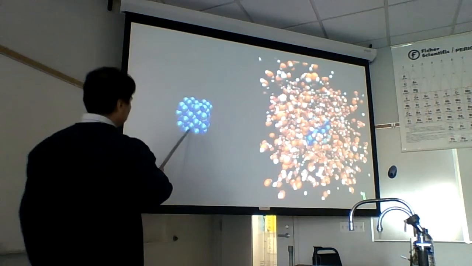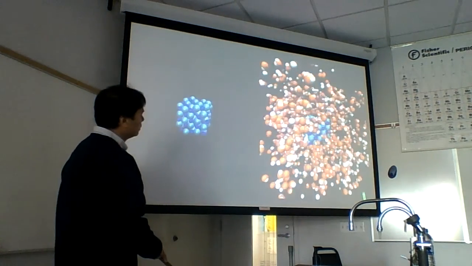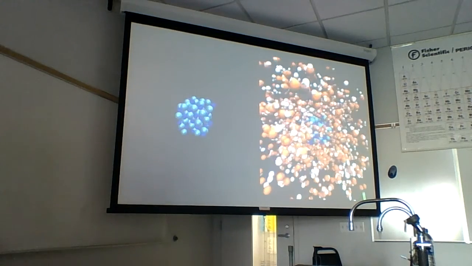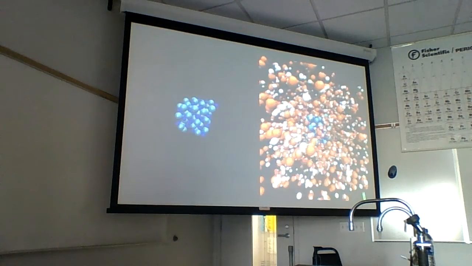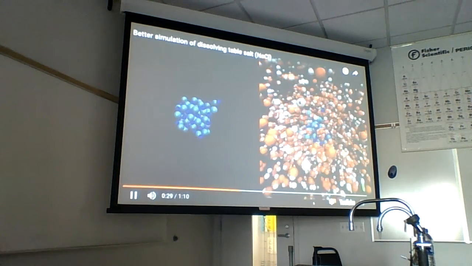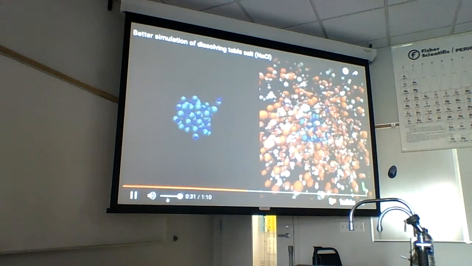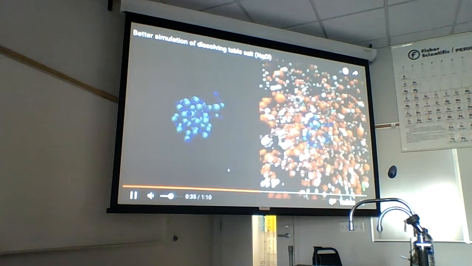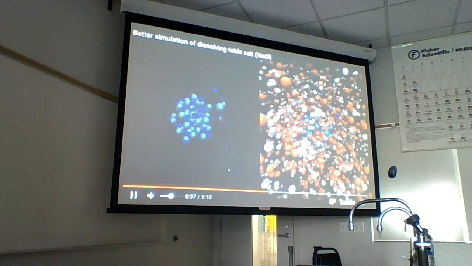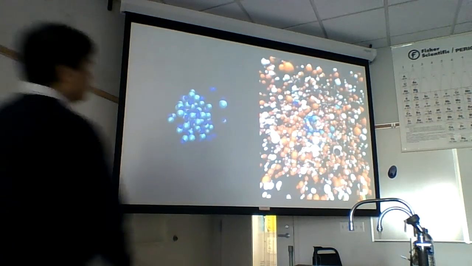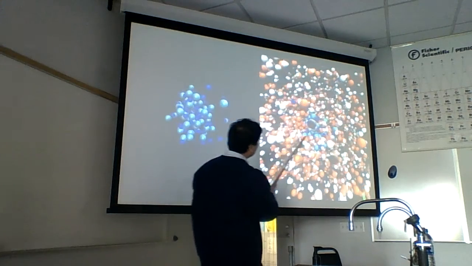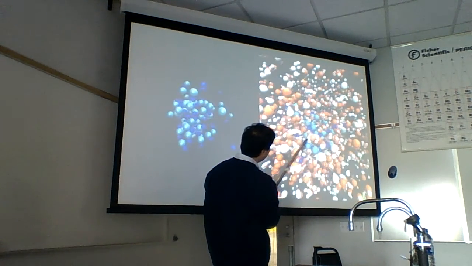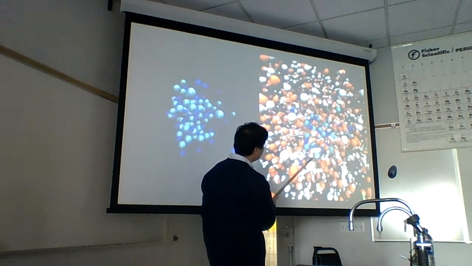A salt crystal here, and the water molecules here. So what's happening is the salt crystal is starting to dissolve in water. We want to know what happens when the salt crystal dissolves in water.